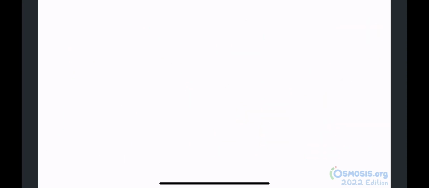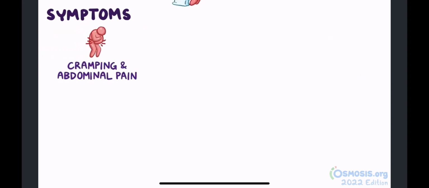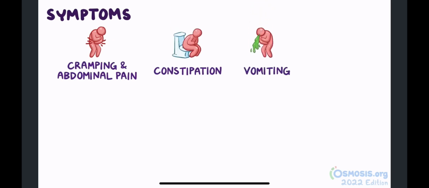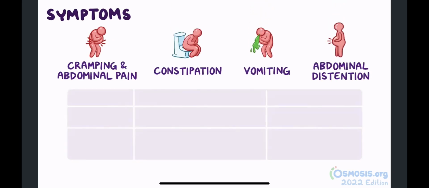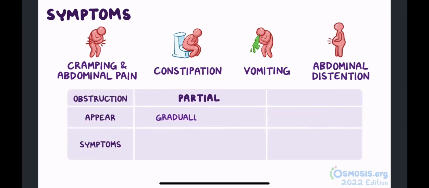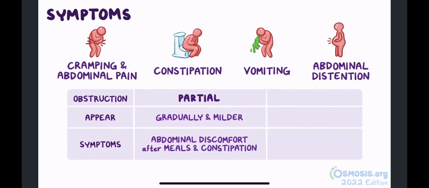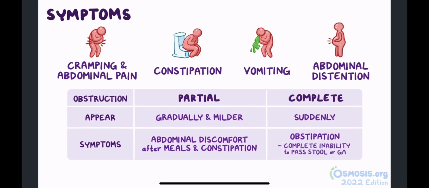Now, generally speaking, symptoms of bowel obstruction include cramping, abdominal pain, constipation, vomiting, and abdominal distension. In individuals with partial obstruction, symptoms typically appear more gradually and are milder, including abdominal discomfort after meals and constipation. On the other hand, in complete obstruction, symptoms usually appear suddenly and include obstipation, which is a more serious version of constipation where there's a complete inability to pass stool or gas.